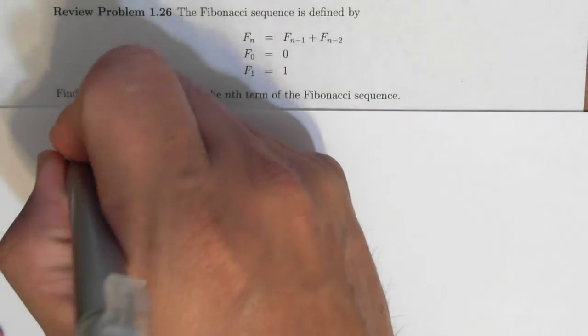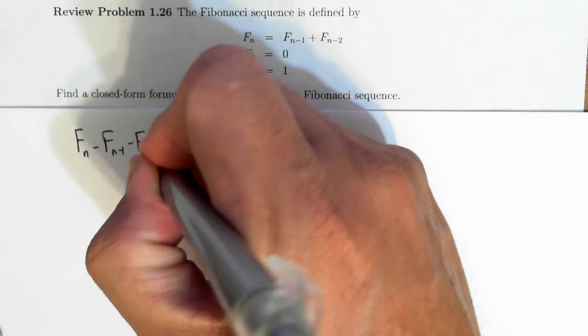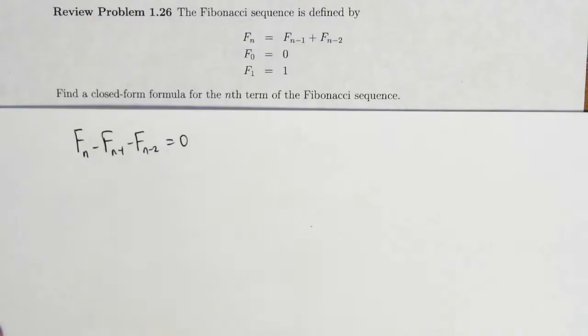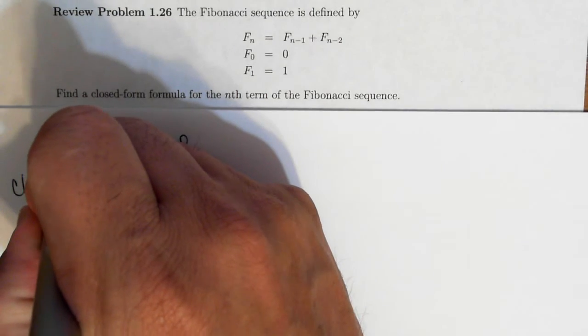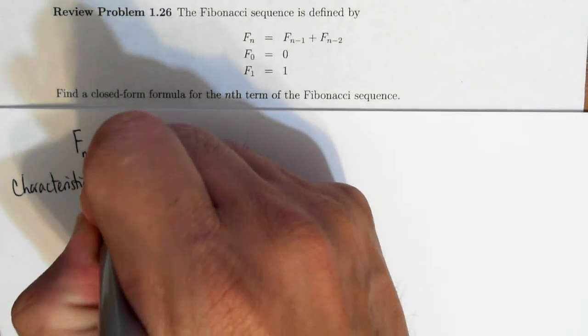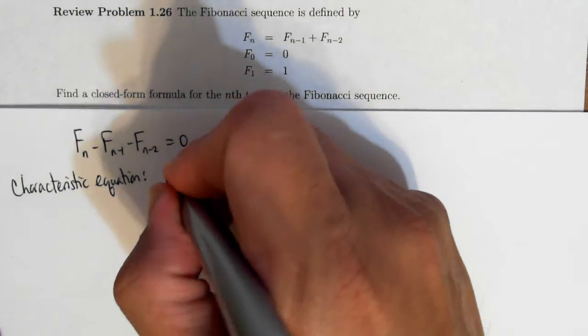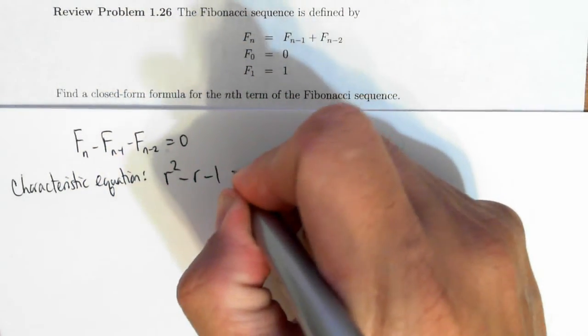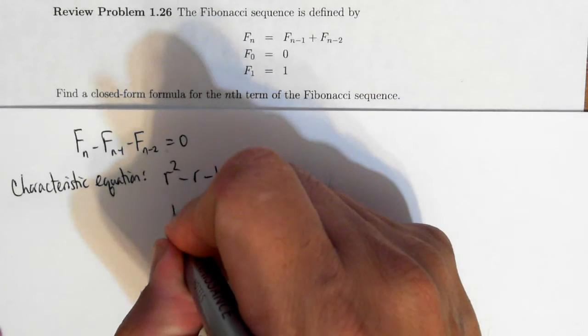f sub n. So f sub n minus f sub n minus 1 minus f sub n minus 2 equals 0. It's homogeneous. And so let's figure out the characteristic equation. The characteristic equation would be r squared minus r minus 1 equals 0. And so we need to solve for r. Now this time it doesn't factor very easily, and so we'll use the quadratic formula to solve for r.